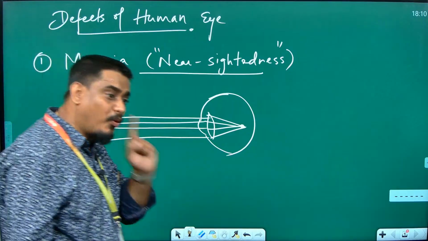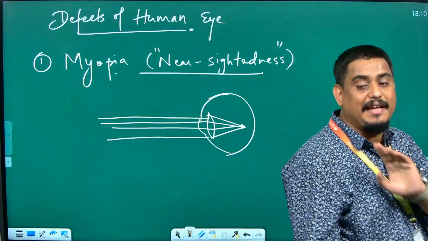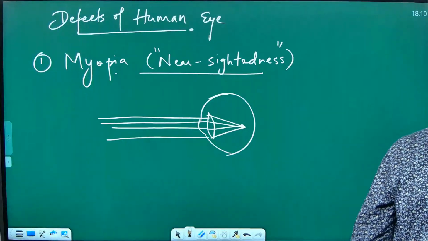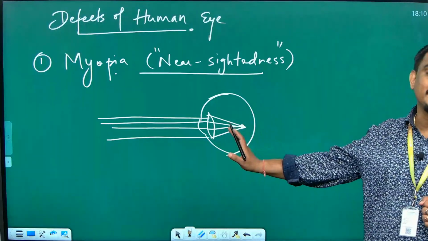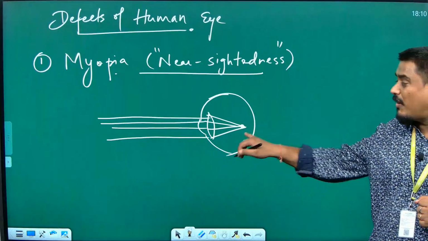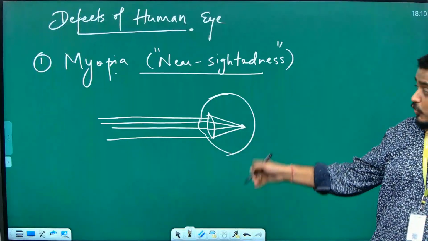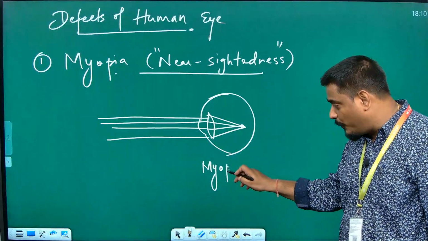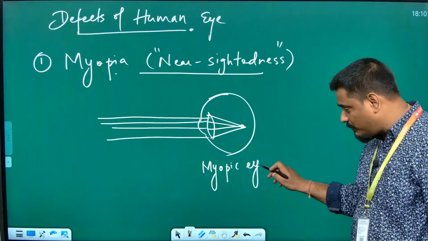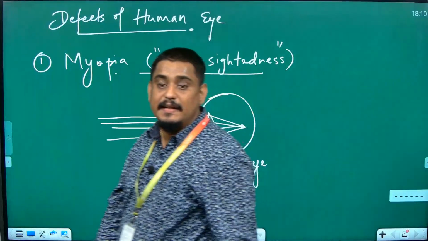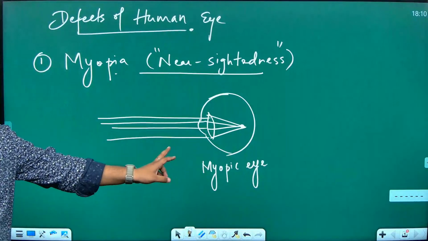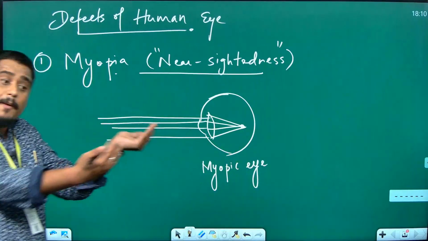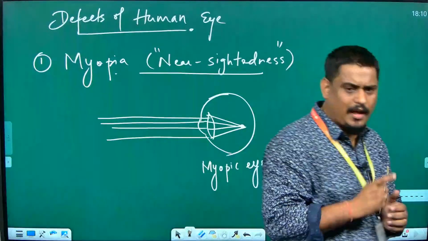Rays are supposed to converge on the retina. Only then the image will form and you can see it clearly, isn't it? But if the rays are converging before the retina itself, we will not be able to see it clearly. So, what I have drawn is a myopic eye. If an eye is myopic in nature, that means it has myopia, then it will have this kind of image formation. Near things it will form on the retina only, but far things it will form before the retina. I hope you get my point.